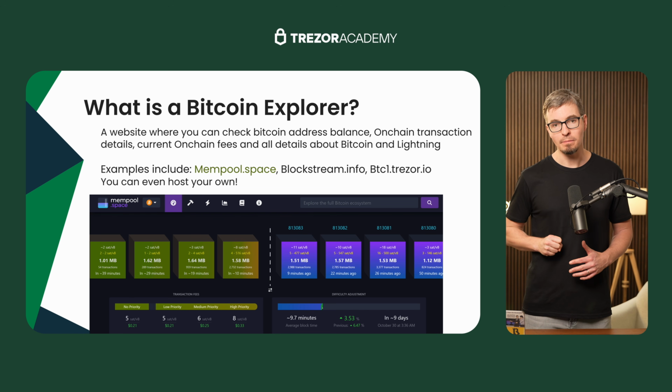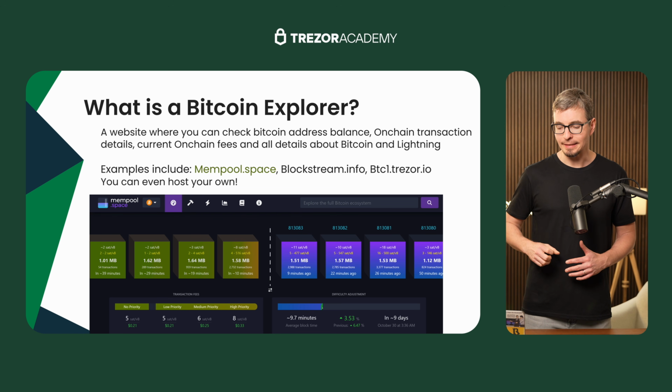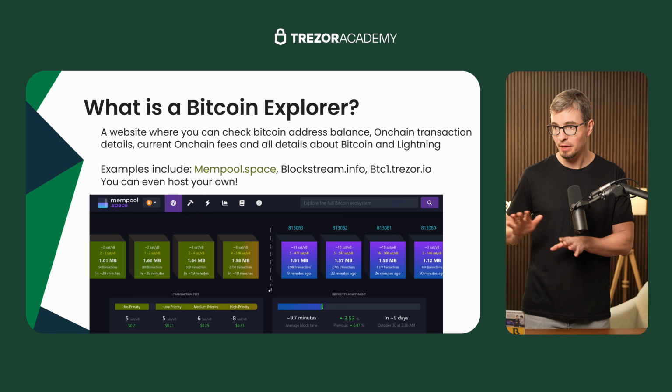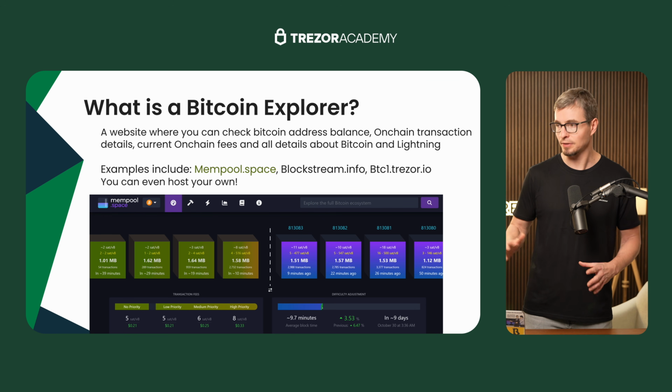Right. One maybe point of caution, since you are typing in your address, which is like a public thing, it's not a secret thing. Nobody can steal funds from you just knowing your address, but they could potentially link the IP address you are looking from to that Bitcoin address. So it's always a good idea to use VPNs.